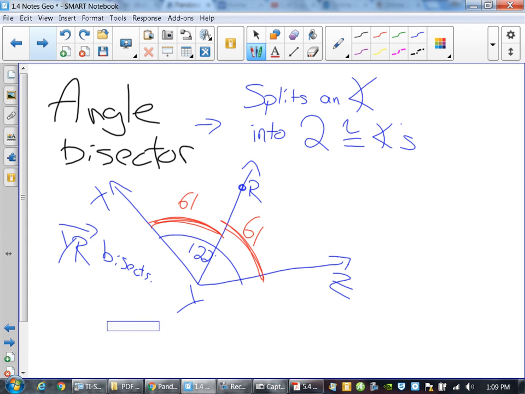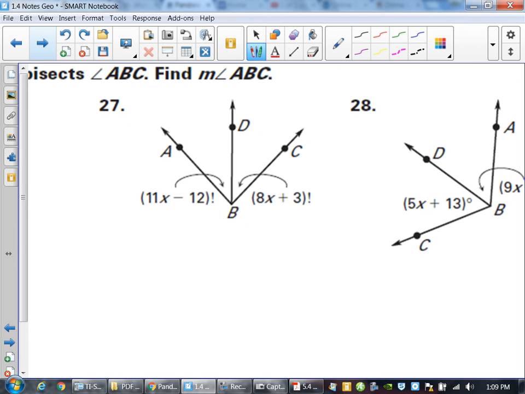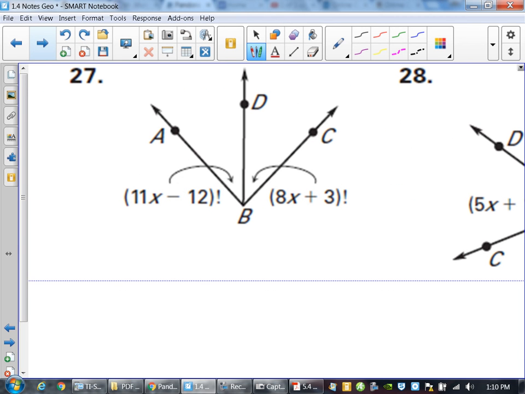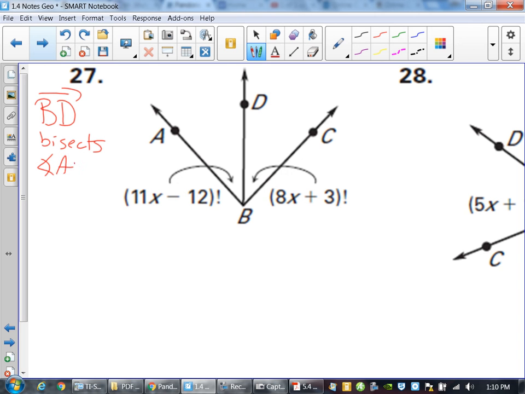So what'll happen then is you'll get something like this. It'll say that ray BD bisects angle ABC. Find the measure of angle DBC. So when I start the problem out, just in reading what's going on, we see that we have angles ABD and DBC. Those are what have been bisected from angle ABC.